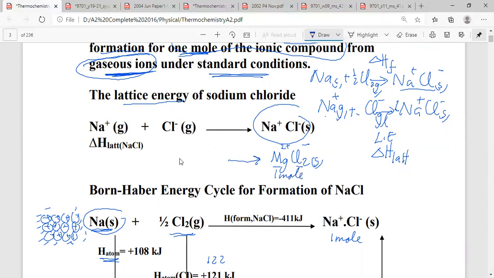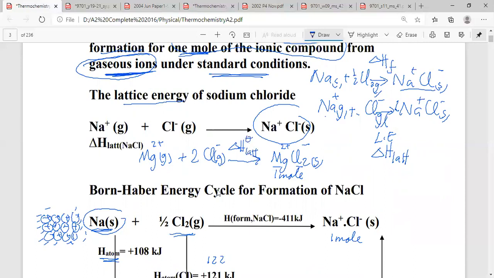So what are the ions? Must be gaseous ions. So Mg cannot be put as a metal here. It must be Mg 2 plus here, gas, right? Okay, and 2 Cl minus gas. So this is called your lattice energy.